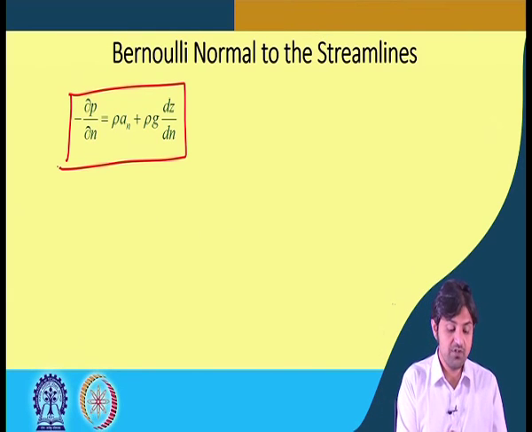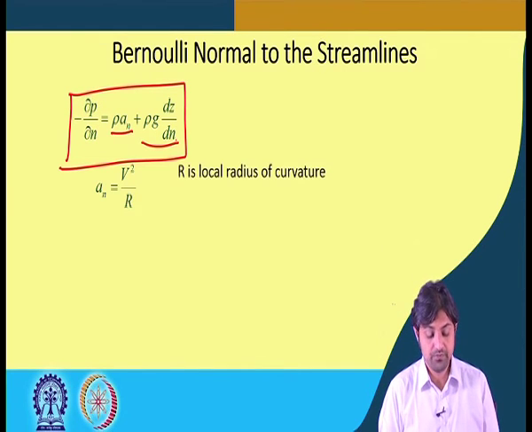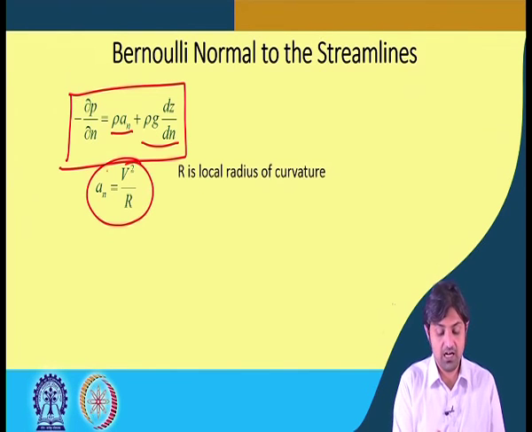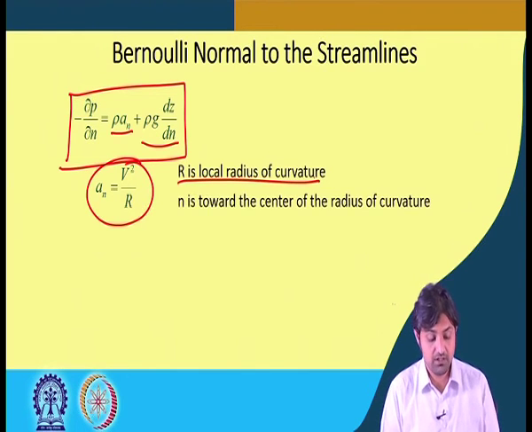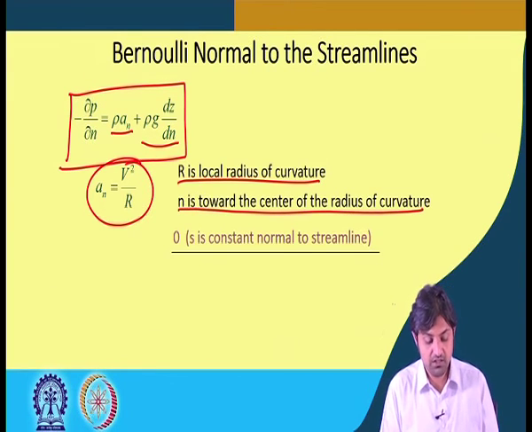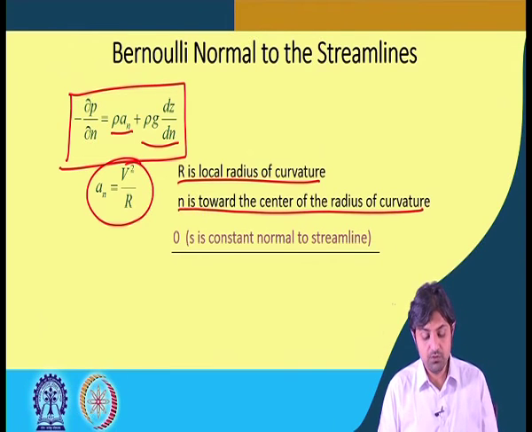So similarly we can write the force equation: minus delta P by delta N plus rho An plus rho G dz dN. Here An is V square by R, where R is the local radius of curvature. N is towards the center of the radius of curvature, and this is equal to 0. S is constant along this streamline.